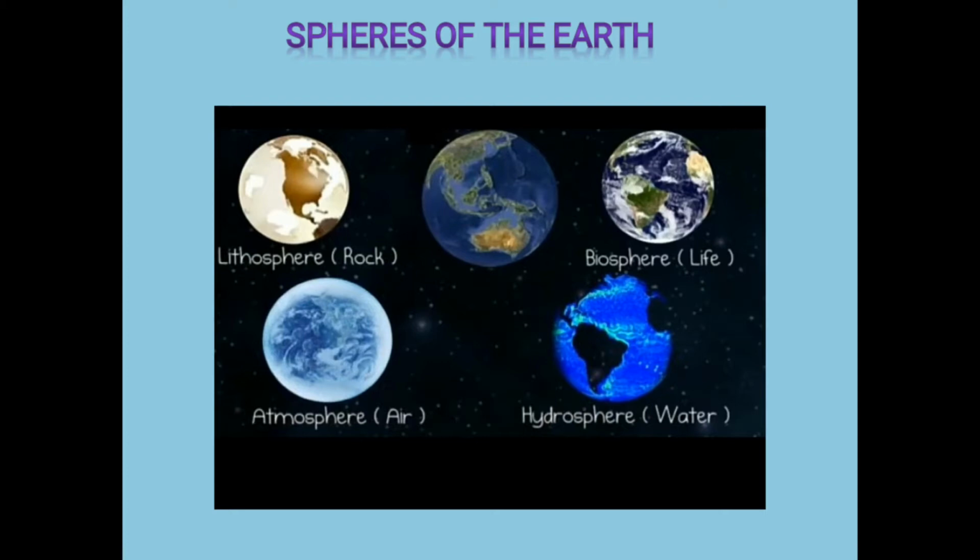If we collect all the land part of the earth, it forms the lithosphere. If we collect all the gaseous part of the earth, it forms the atmosphere. And if we collect all the water bodies of the earth, it forms the hydrosphere. And living beings exist in all the three spheres of the earth. That is called the biosphere.